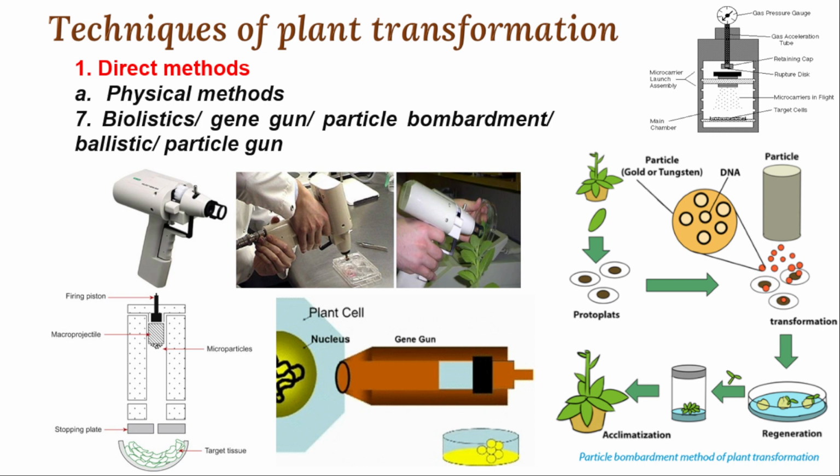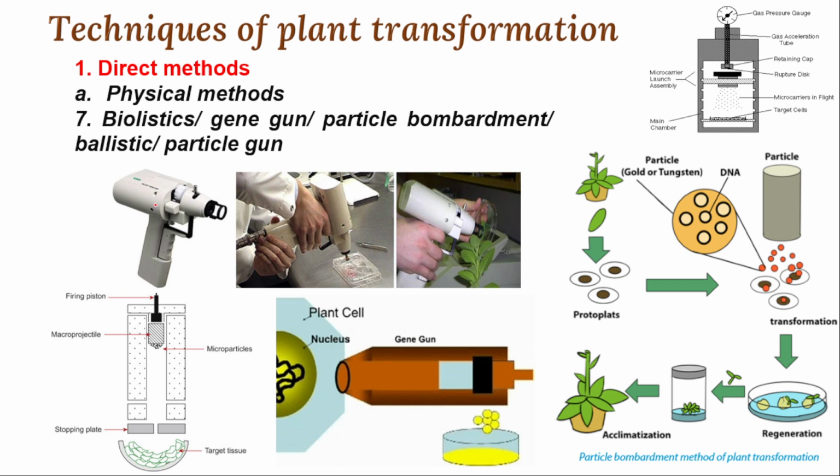And the seventh one is called biolistics or gene gun method or particle bombardment method or ballistic method or particle gun method. In examination, whatever they ask, if they ask biolistic, gene gun, particle bombardment, ballistic or particle gun method, you need to write only gene gun method here.